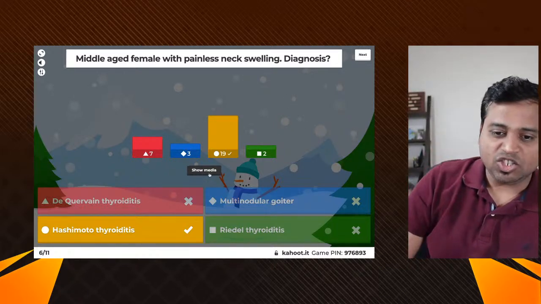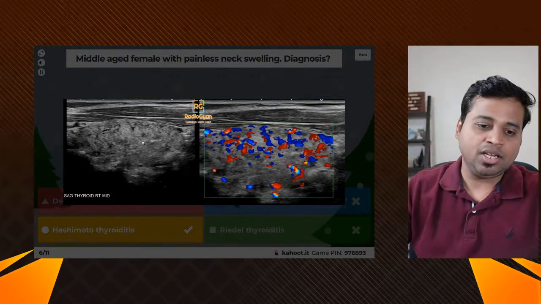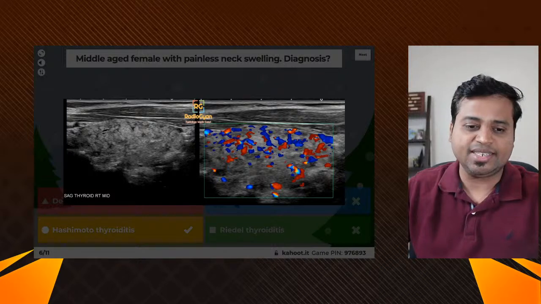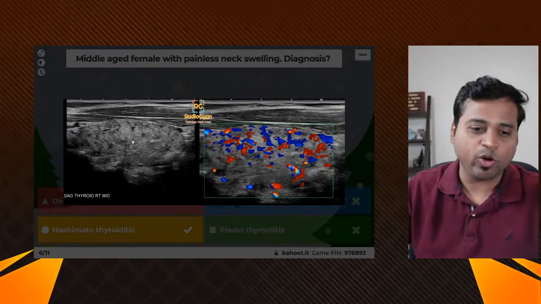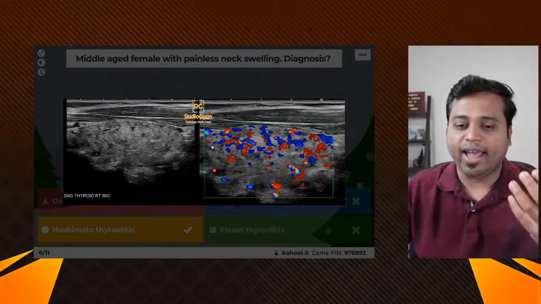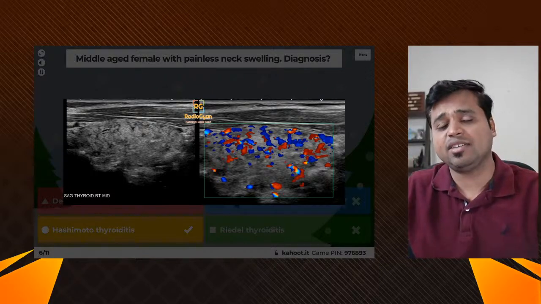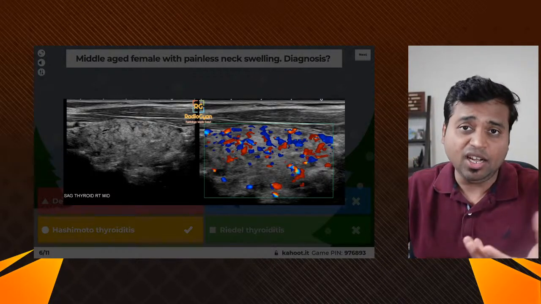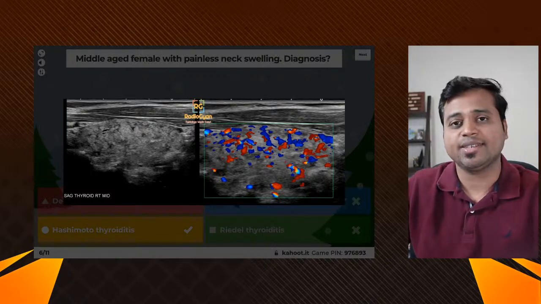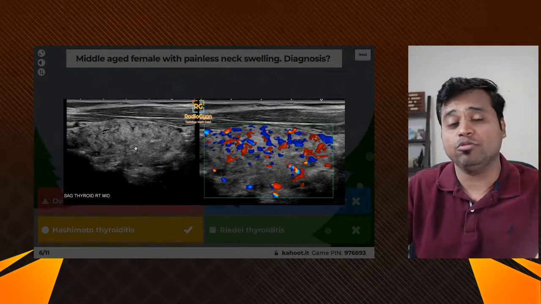Okay, so 19 of you have got this one right. Let's go over the imaging features. You see the right thyroid lobe is slightly enlarged. It's hyperechoic. There are tiny hypoechoic areas where the rest of the parenchyma is quite hyperechoic. And on color imaging, there is increased vascularity. Increased vascularity suggests inflammation, some form of thyroiditis. So this was Hashimoto's thyroiditis. The other differentials, multinodular goiter, you'll actually see multiple nodules.